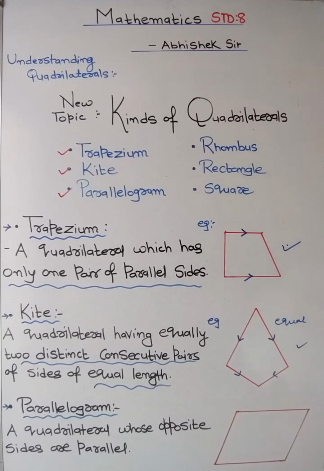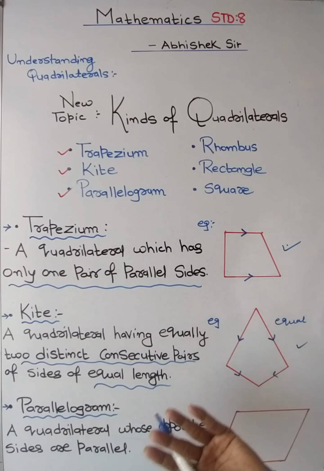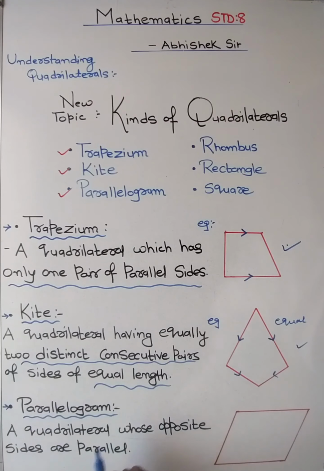Next one is parallelogram. So this is the most common type of quadrilateral that we will be studying. A parallelogram is a quadrilateral whose opposite sides are parallel. Remember these two words, opposite sides and parallel. So let us see the figure in which we have a quadrilateral, 1, 2, 3, 4 sides.